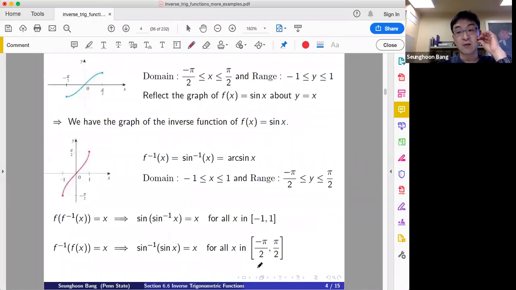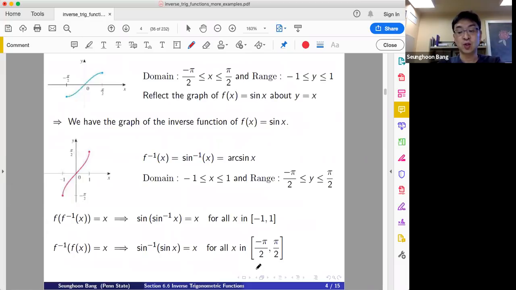What about the cosine function? Similar. The cosine function is not one-to-one, so you have to restrict the domain. How can you restrict the domain? We have infinitely many possibilities: 0 to pi, pi to 2 pi, 2 pi to 3 pi, and so on. What's the best way? You can choose the smallest number. 0 to pi is the best choice.